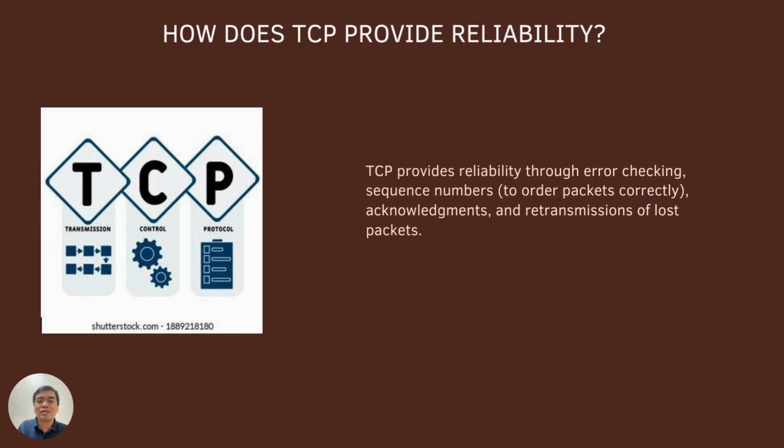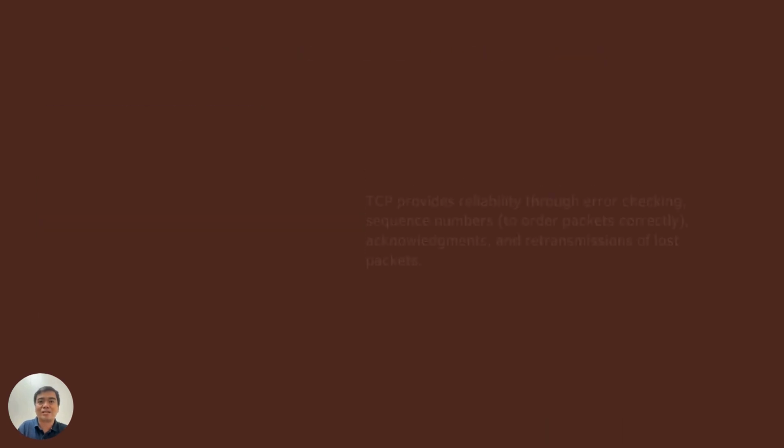Then how does TCP provide reliability? TCP provides reliability through error checking, sequence numbers, so as to order the packets correctly, acknowledgements, and retransmissions of lost packets.